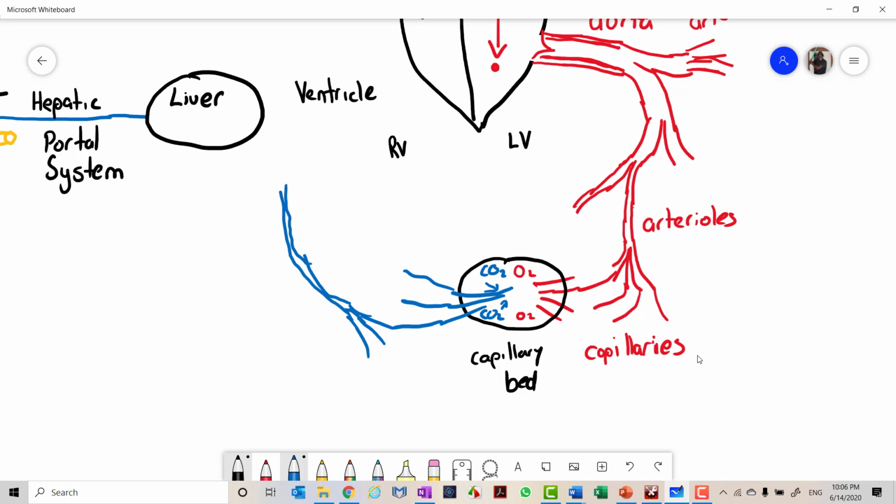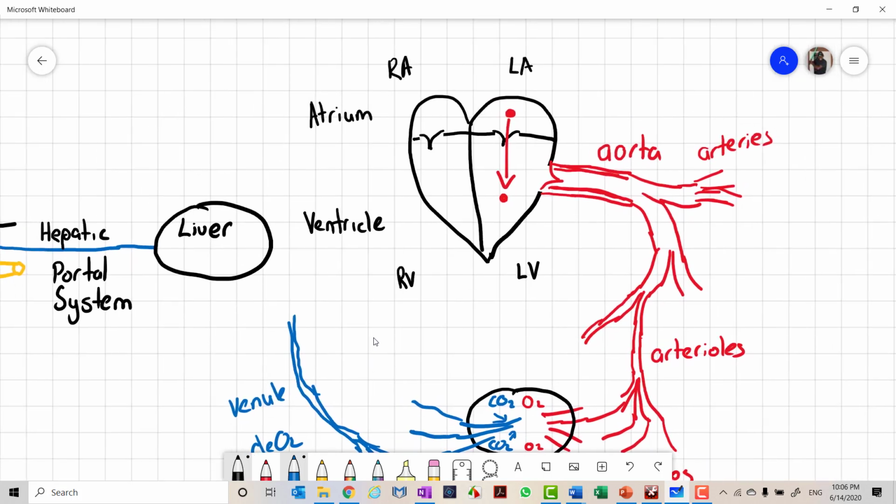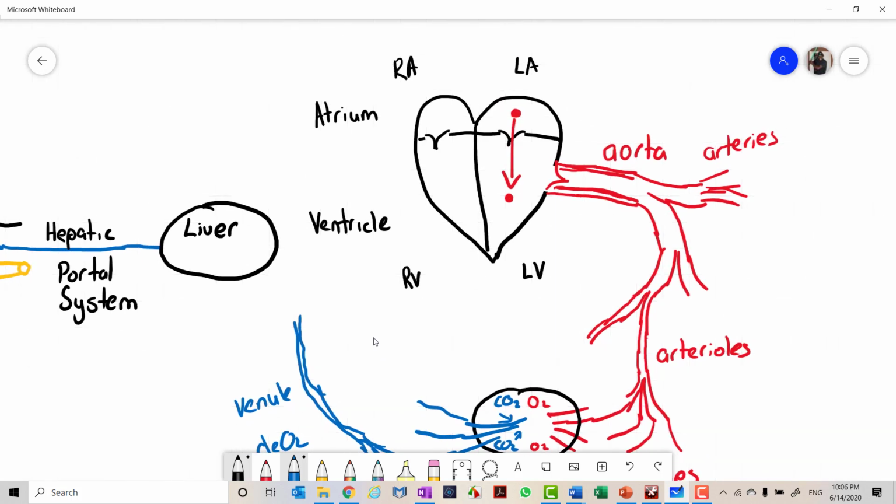I can draw them. It's not very good drawing. Known as a venule. So this has deoxygenated blood. And you'll recall this from the respiratory lesson. And then these venules, several of these will meet up together, coming from different locations. And they'll create larger blood vessels known as veins.